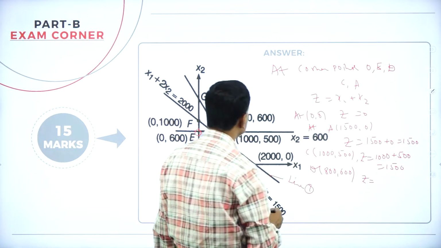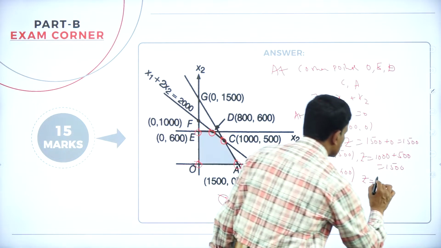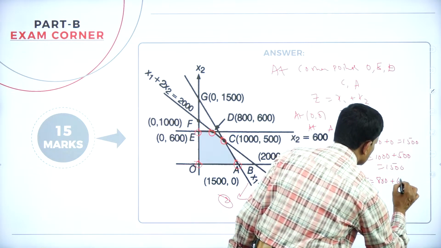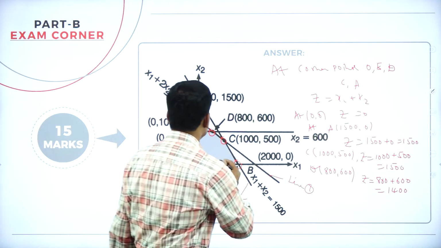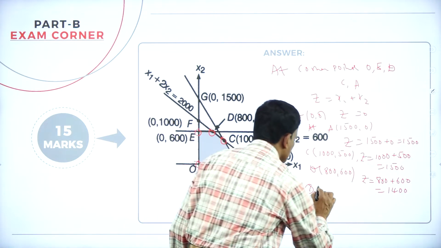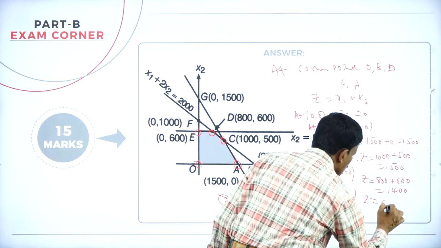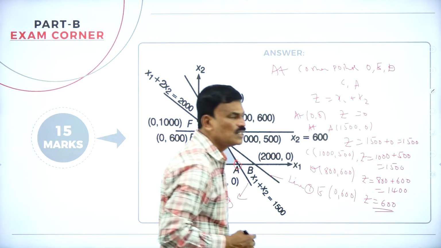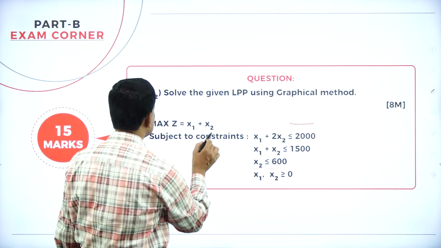Z is equal to, what is the objective function? X1 plus X2, 800 plus 600, that's equal to 1400. Now at last point E, at E (0, 600), Z is equal to 600. Right. So what is required to find is the maximum Z.